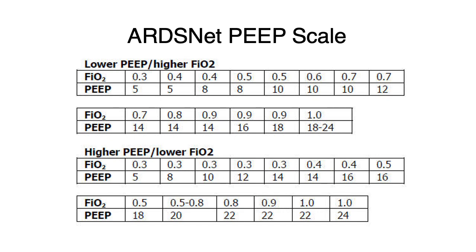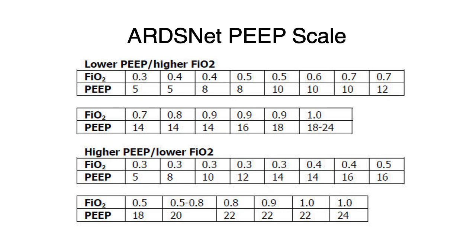For example, let's try on the lower PEEP scale, start at 0.5 or 50% FiO2 with a PEEP of 10. And if you are not getting acceptable O2 saturations at that level, then you go up on the scale, so up to 60% with a PEEP of 10, then up to 70% with a PEEP of 10, and once you're still not oxygenating at that point, you go to 70% with a PEEP of 12.